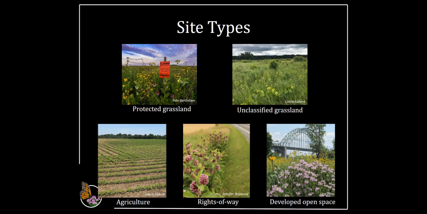In the IMMP overview video, you reviewed the site types, or land use types, that can be sampled with the IMMP. These include protected grasslands, unclassified or unprotected grasslands, agriculture, which may include row crops, pastures, field edges, or lands enrolled in conservation practices, like the Conservation Reserve Program, rights-of-way, and developed open spaces. You may select any of these types to survey.